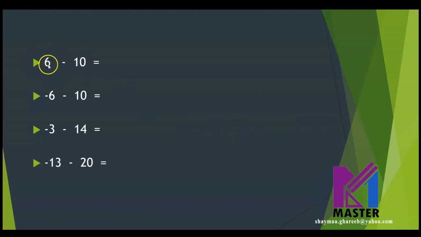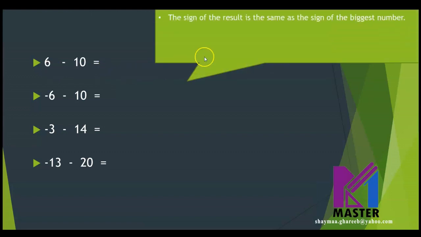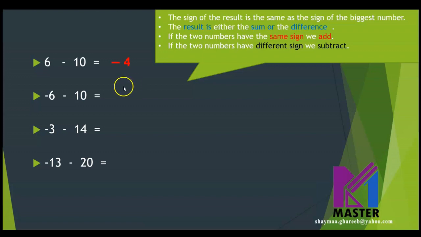If we start from number 6 and count backward by 10, before 6, we have 5, 4, 3, 2, 1, 0, -1, -2, -3, and -4. And remember, we said before that the sign of the result follows the sign of the biggest digit, which means the answer here must be a negative number, which is -4. And we said also that the result could be the sum or the difference between the two digits.